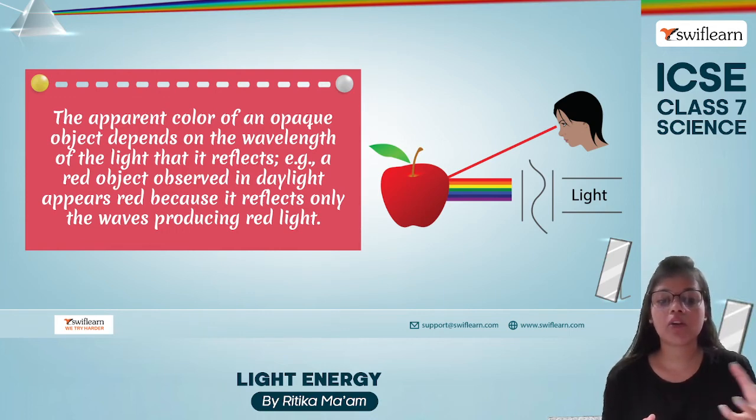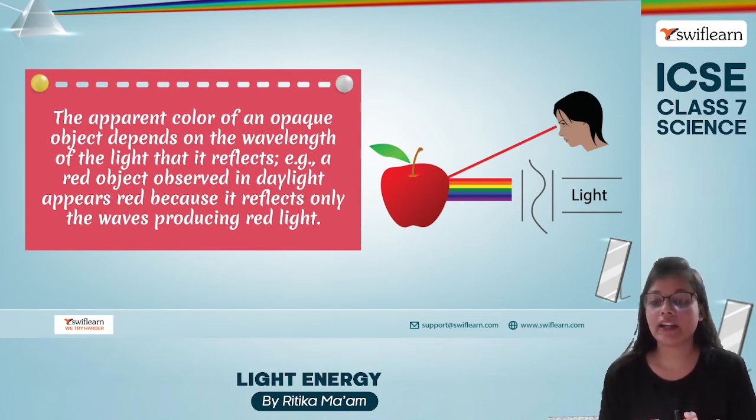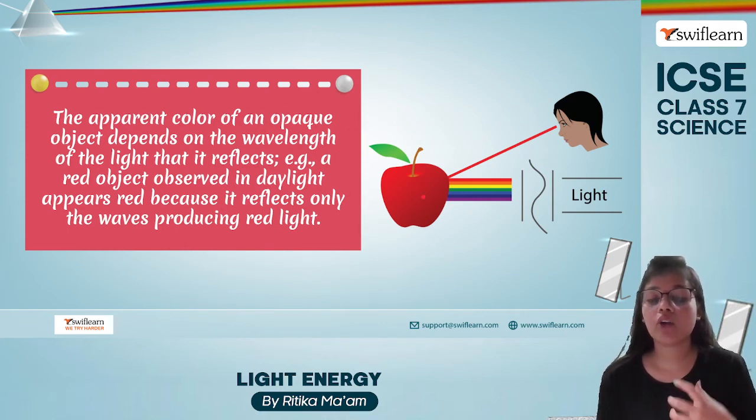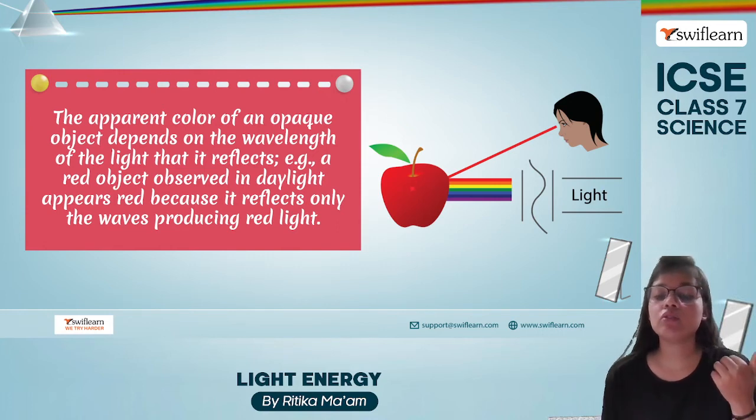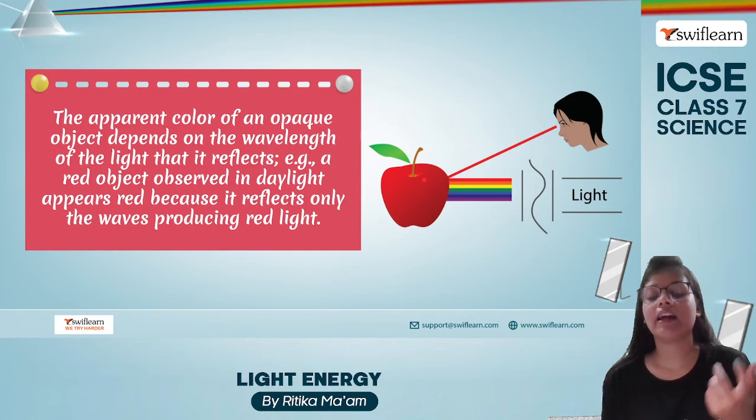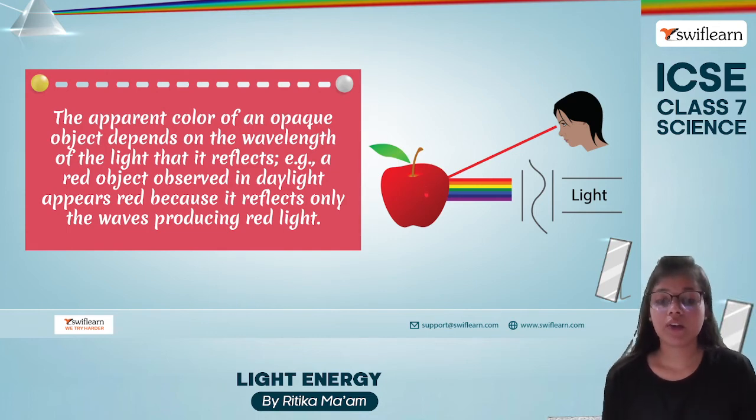Now if I talk about a red object which appears red, it is because it reflects only the waves which produce red light. If I talk about an apple, we see it in red color. Why? Because it is reflecting the waves which produce red light, and that red light wavelength reaches our eyes, and that is why we are able to see it in red color.